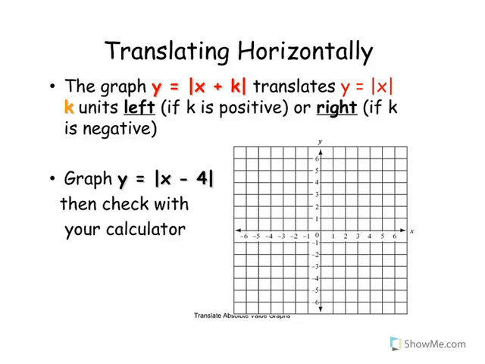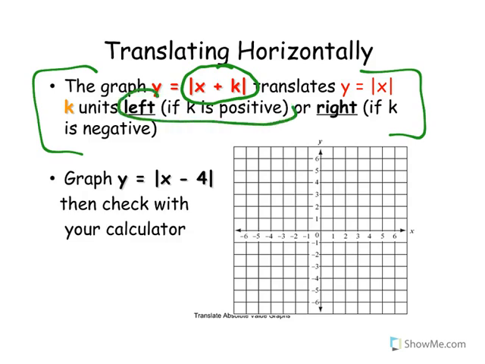So again, very important that we're going to put this in our notes, right? That if we have something inside the absolute value symbol, it's going to move it the opposite of what we would expect. So if it's positive, it's going to go to the left. And if it's negative, it's going to go to the right. So let's take a look. So you're going to put that in your notes.